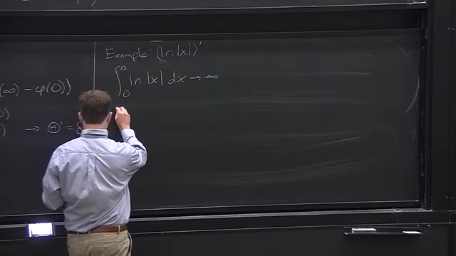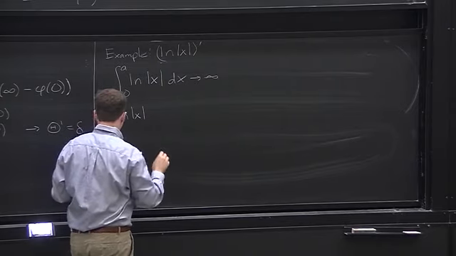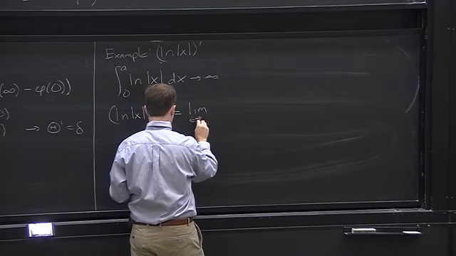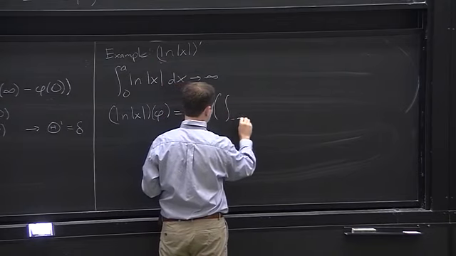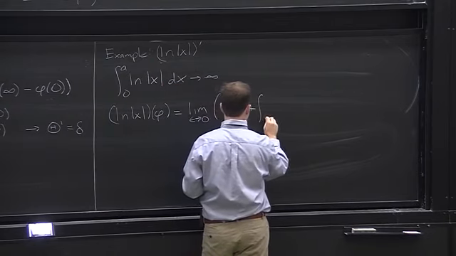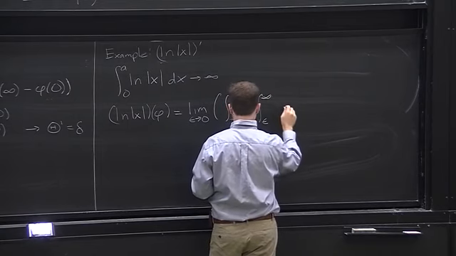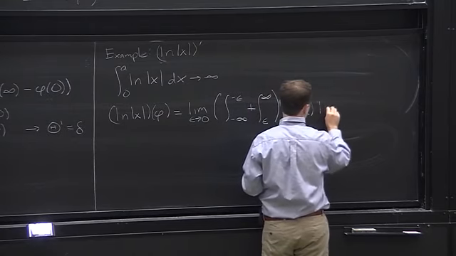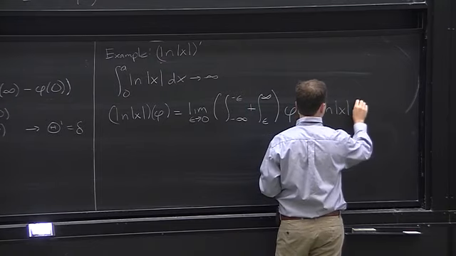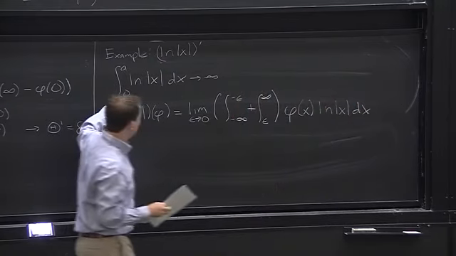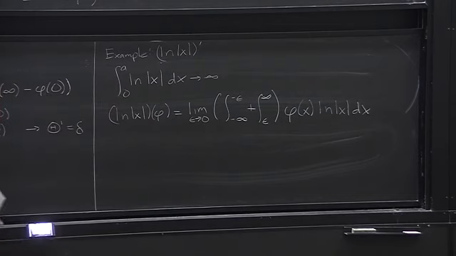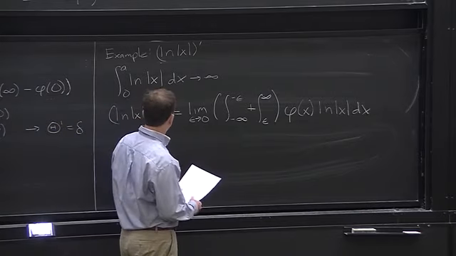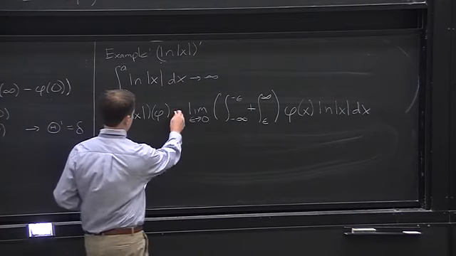And what is typically meant by the distribution ln of x is that its action on a test function is the limit as epsilon goes to 0 of the integral of the test function times the log of x with a small region around 0 chopped out. It's a problematic region that prevents log from being a locally integrable function. And this is a definition.